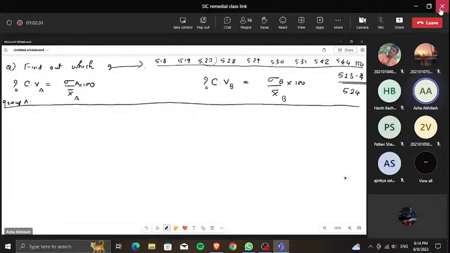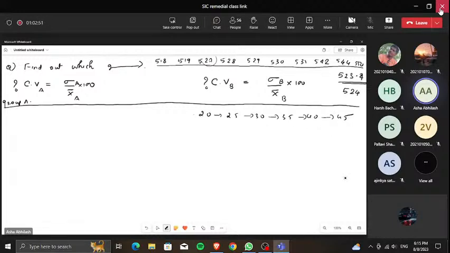Suppose these data are equally distributed, like 20, 25, 30, 35, 40, 45. Here the distribution is uniform; the difference between each number is the same. Then you can take the middle number. Here it is an even count, so you can choose either 30 or 35. If you have an odd count, then you can consider the middle one as the assumed mean. Is that part clear? How can you find the assumed mean?